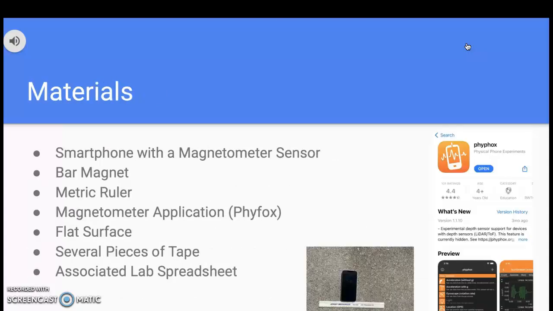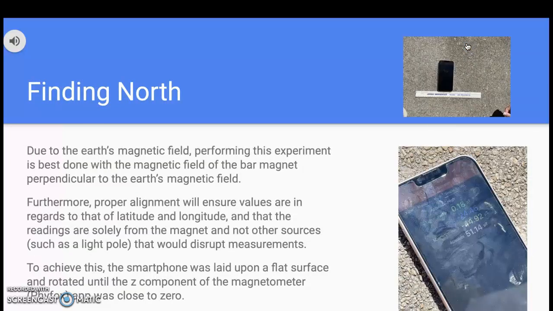The required tools needed to complete this experiment included a smartphone with a magnetometer sensor, a bar magnet, a metric ruler, a magnetometer application, which for us was Firefox, a flat surface, several pieces of tape, and the associated lab spreadsheet. One important element to note while performing this experiment is the importance of finding north.